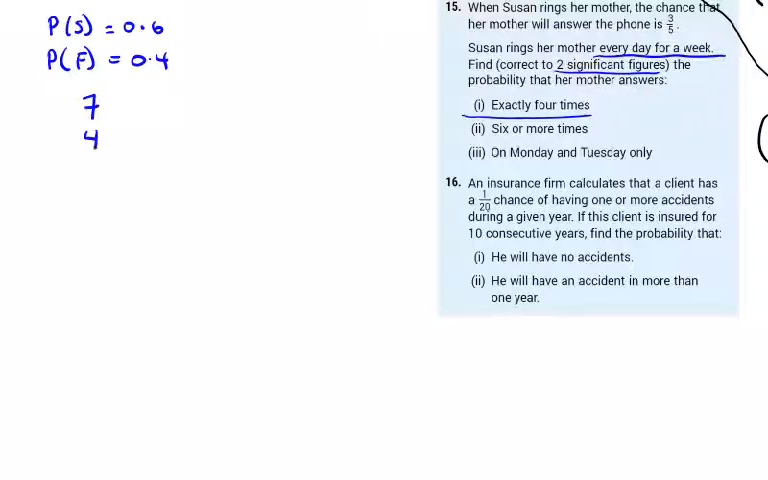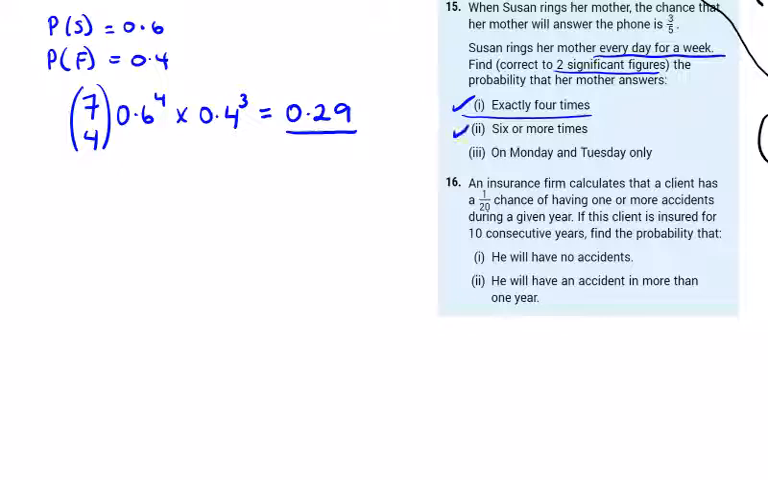She answers exactly 4 times. So the 7 days, 7 choose 4. So success to the power of 4 by failure to the power of 3 will give us exactly 4 times. And that's 0.290, so just 0.29 will give us 2 significant figures. That's number 1.